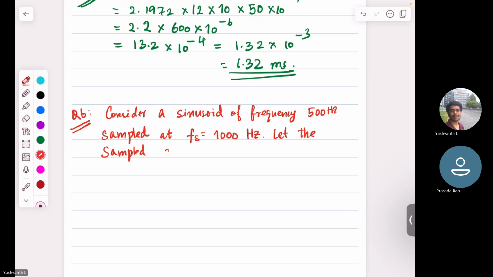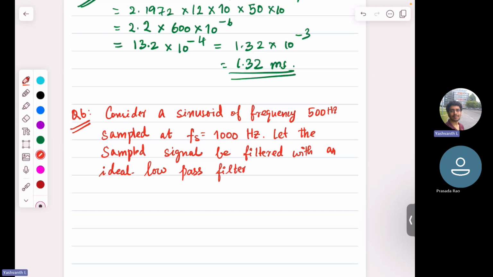Okay, now let the sampled signal be filtered with an ideal low pass filter with cutoff frequency fc equal to 3000 hertz. Okay, question is, what are the output frequencies?